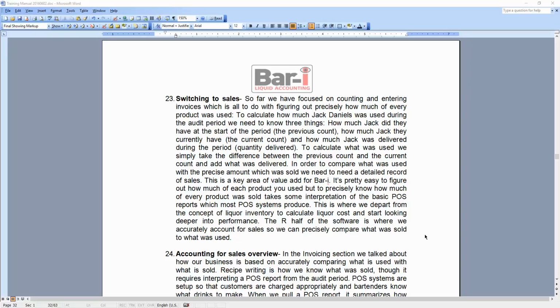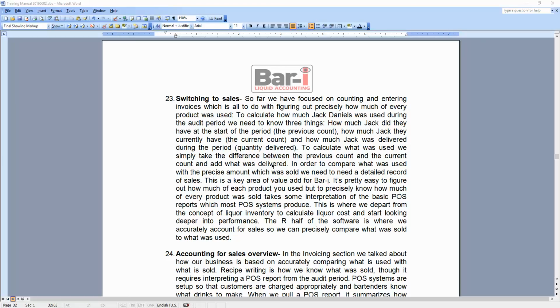I know you understand this at this point, but just to go through it again, to calculate how much Jack Daniels was used during the audit period, we need to know three things. These are three of our four things that we started this series with. We need to know how much Jack Daniels they had at the start of the period. We call that the previous count. We need to know how much Jack Daniels they currently have. That's the current count. And they need to know how much Jack was delivered during the period, which is quantity delivered or quantity invoiced. And then, like that Budweiser bottle I used earlier, to calculate what was used, we simply take the difference between the previous count and the current count, and add what was delivered.